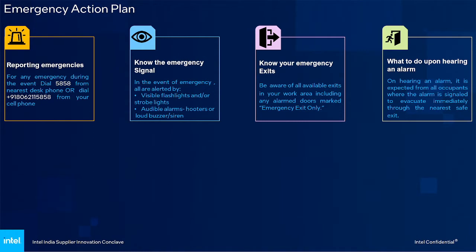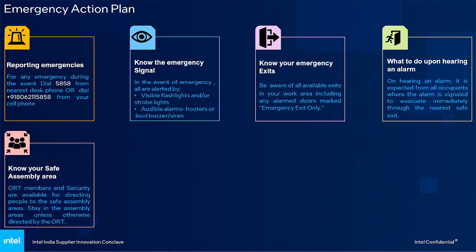What do you do when there is an alarm? We expect you to walk straight to the nearest emergency exit, which is again on the back side of this door. Now the safe assembly area is very close by. We have our ORT volunteers and security personnel to guide you to the safe assembly area.